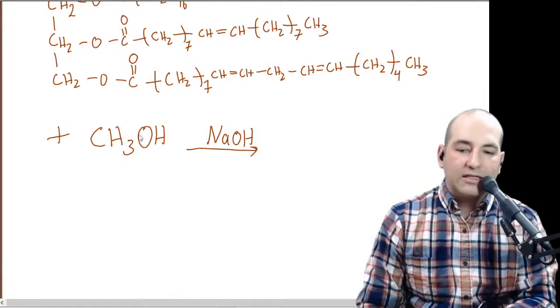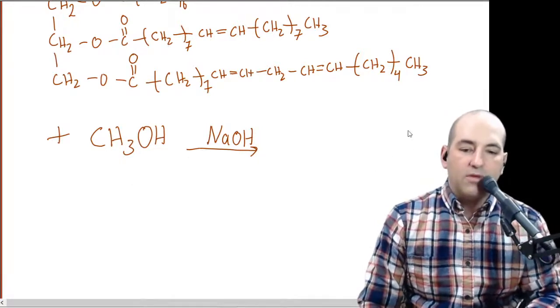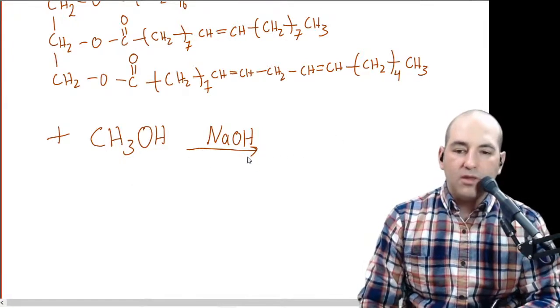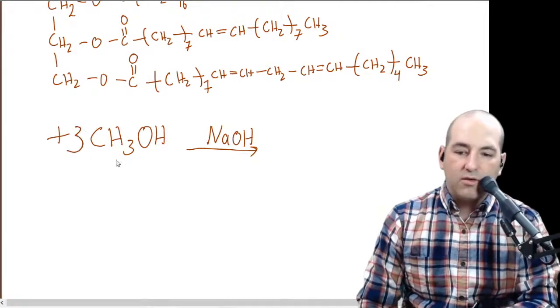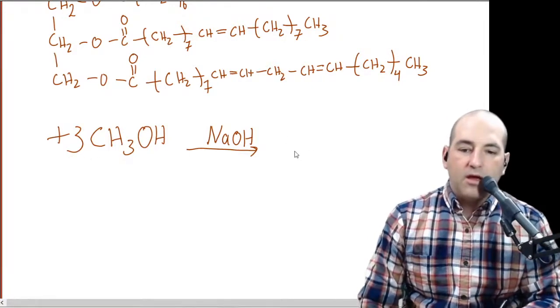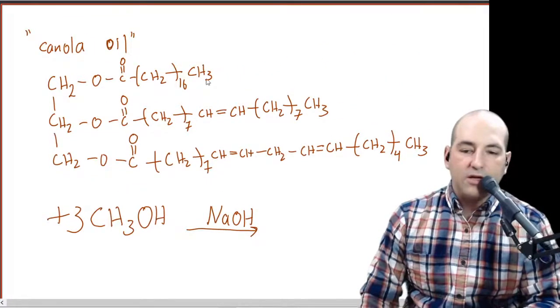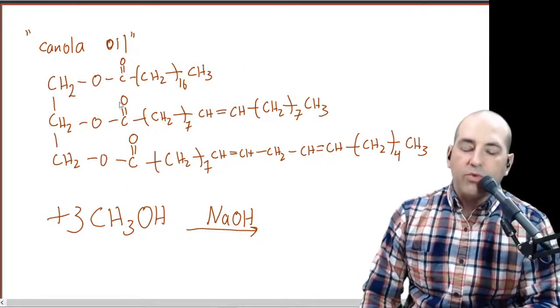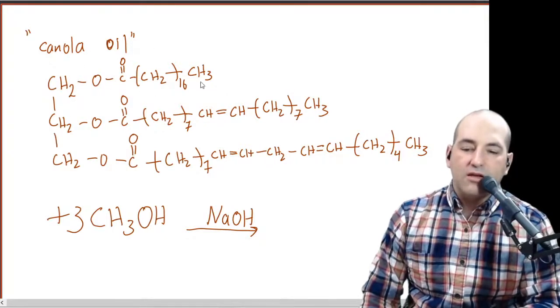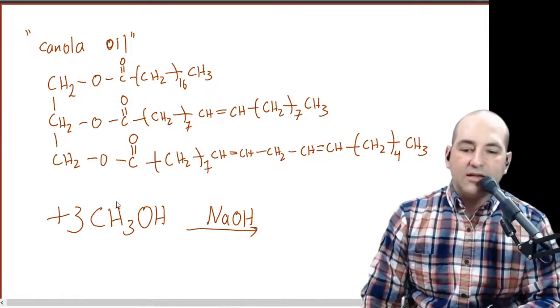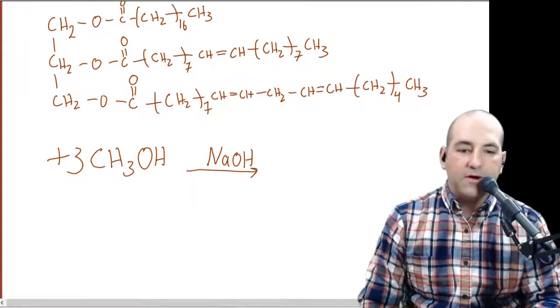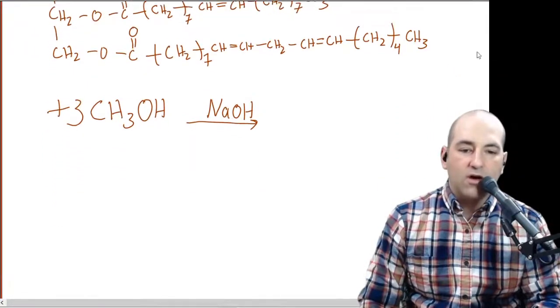So we have these reactants, and then we're going to make our products. In fact, we need three of these. And so then our products, what happens, if you remember back when we talked about this reaction, what we're doing is we're breaking off this glycerol backbone, and we're taking the individual fatty acids and capping them with our methanol, and that's what biodiesel is. So our product is glycerol, which is this.